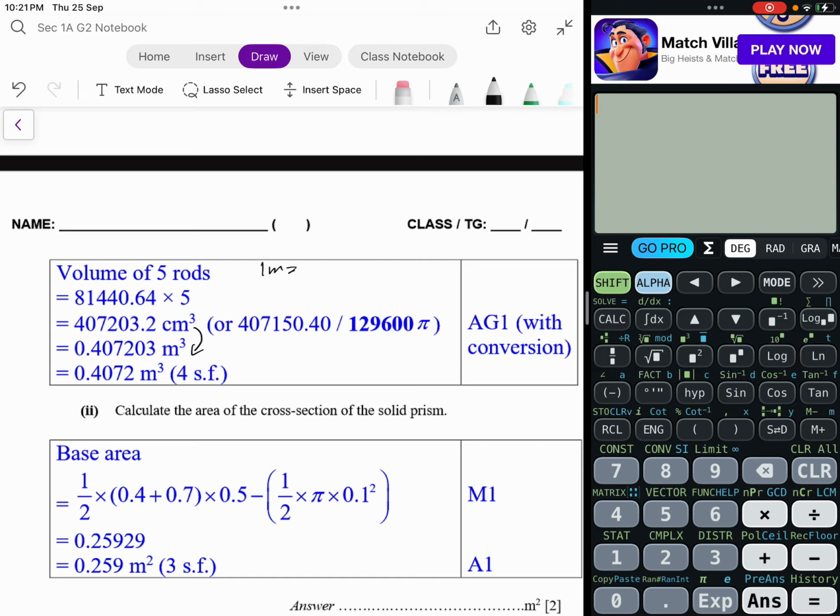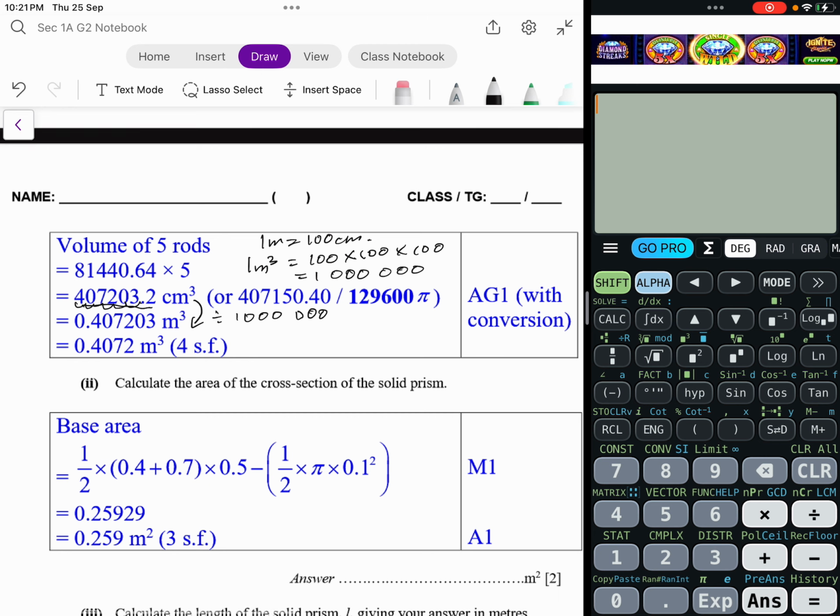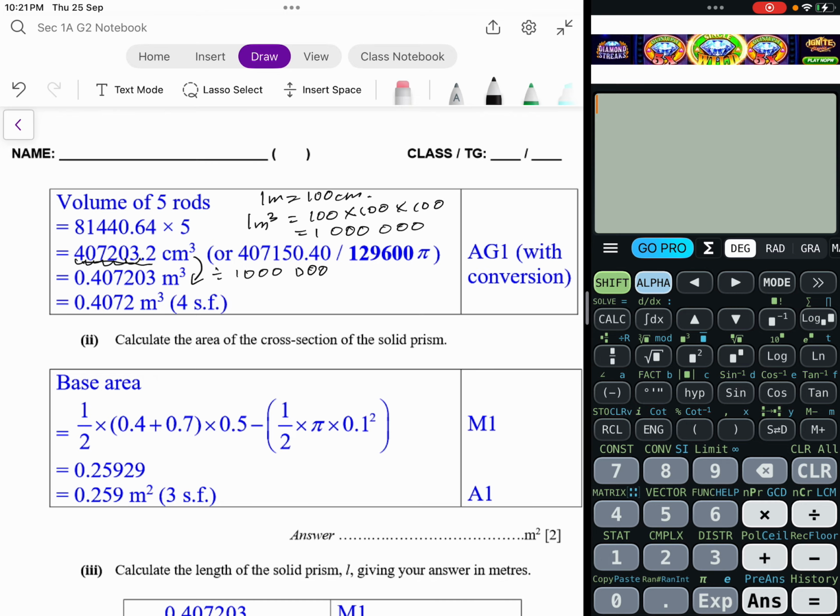1 meter is 100 cm. So 1 meter cube is what? 100 cm times 100 cm times 100 cm. So it's around 1 million, right? 6 zeros. So that means we take this number, divide by 1 million. Okay, so 3, 4, 5, 6. You get 0.4072 meter cube.